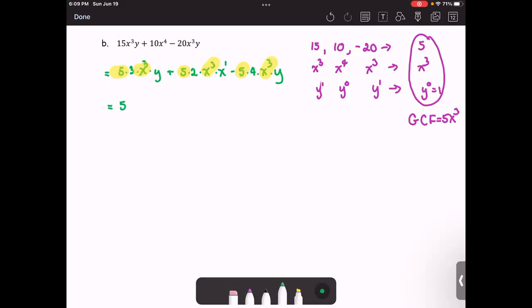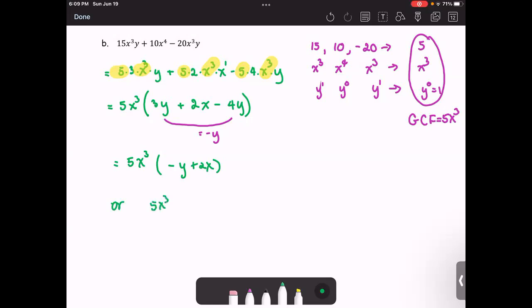So we get the GCF 5 x to the third, and then in parentheses, the remaining factor of the first term would be 3 times y. The second term would be 2 times x. The last term would be negative 4 times y. Since we have 3y and negative 4y as like terms, we can combine these two to be negative 1 times y, or just negative y, because we combine the coefficients: 3 minus 4 equals negative 1. Therefore, the most simplified form for this expression would be 5 times x to the third multiplied by negative y plus 2x, or write it as 5x to the third times 2x minus y, either one.